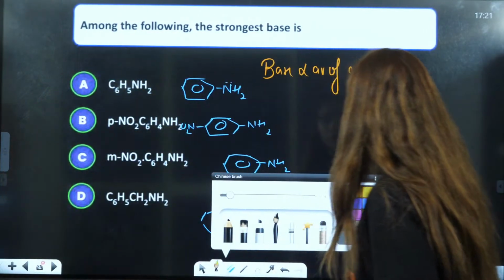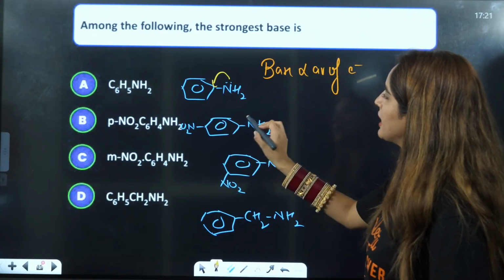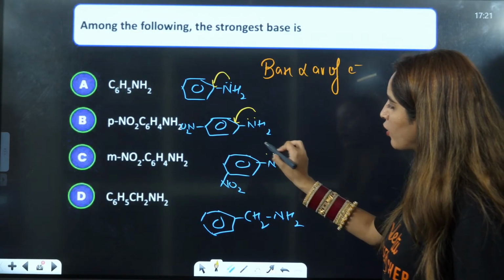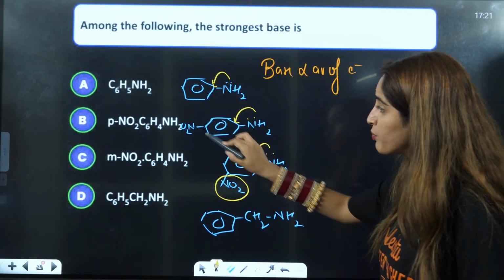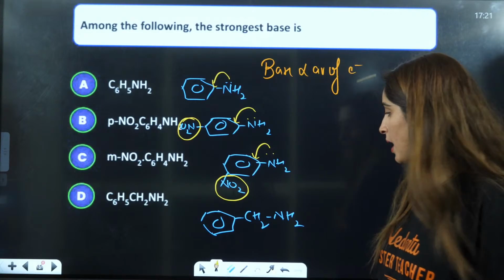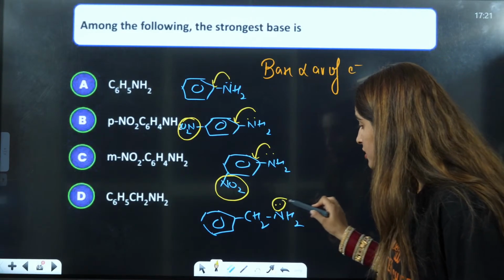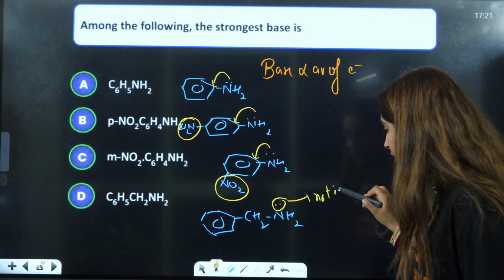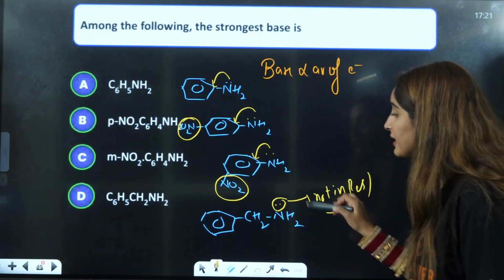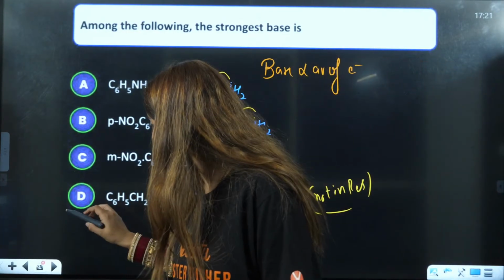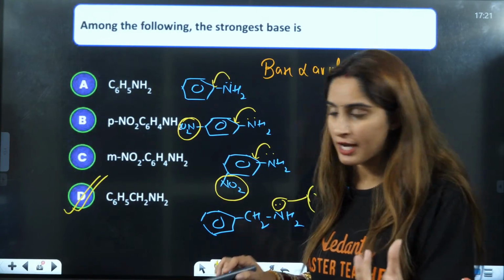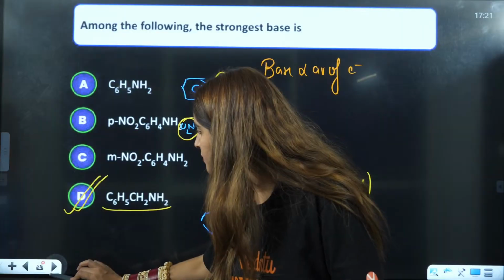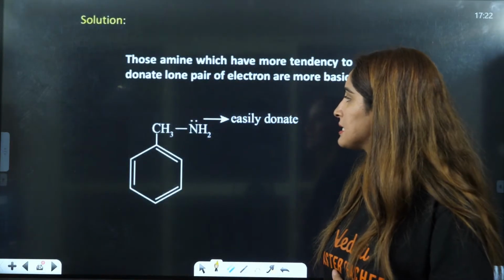Now here also electrons are being donated. Here also electrons are being donated. Here also we are donating the electron. Moreover, you have electron withdrawing group. Here also you have electron withdrawing group. Here the electrons are not in resonance. That is why they are available, right? And once they are available, that means this is going to be maximum availability of electron. That is why it is going to have the maximum basicity here, right?